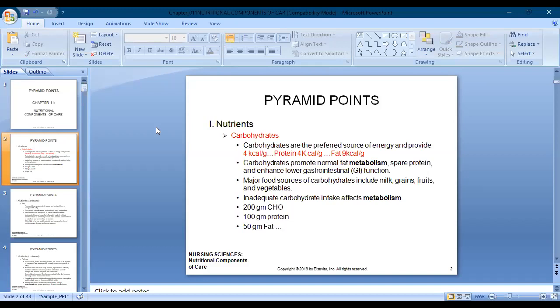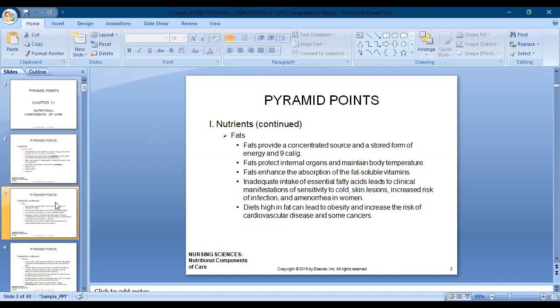Chicken legs, right? Or some beans or some rice. So here I said, this is the process of metabolism where food particles break down. Now continuing, the second one is fat, right? Fat provides a concentrated source and stored form of energy.